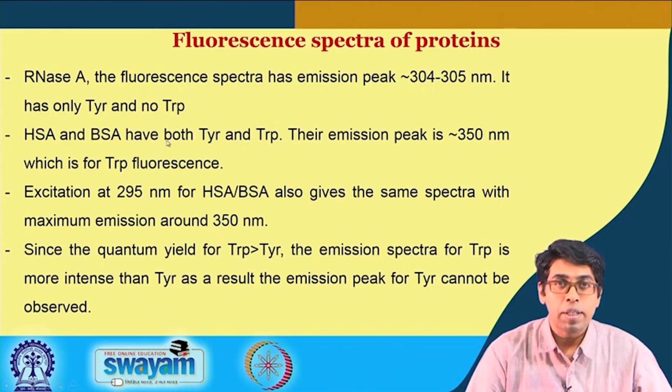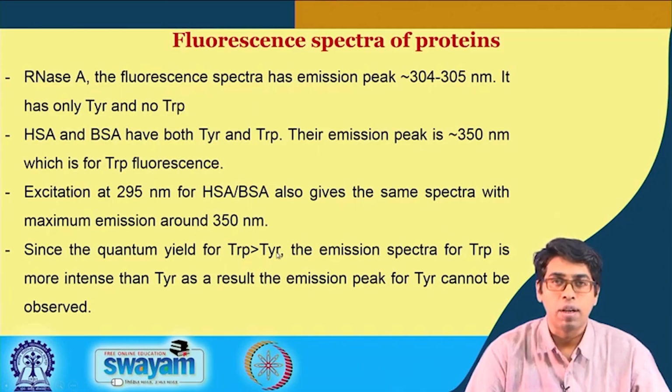Irrespective of whether we excite at 295 nanometers or 300 or 280 nanometers, both these proteins gave the same spectra with a maxima at around 350 nanometers. This is because the quantum yield for tryptophan is greater, and also it gives you more intense spectra compared to tyrosine.